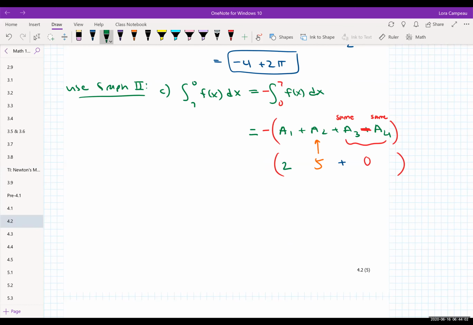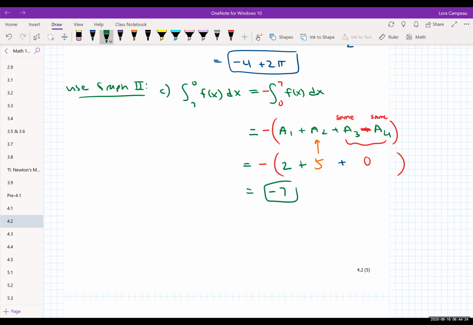Okay, so everything's above the x-axis. Let me make sure I'm carrying down what I need to carry down. Because we switched the limits of integration, we had to keep that negative sign. So at the end, what we end up having is -7. That's the value of the integral from 7 to 0.